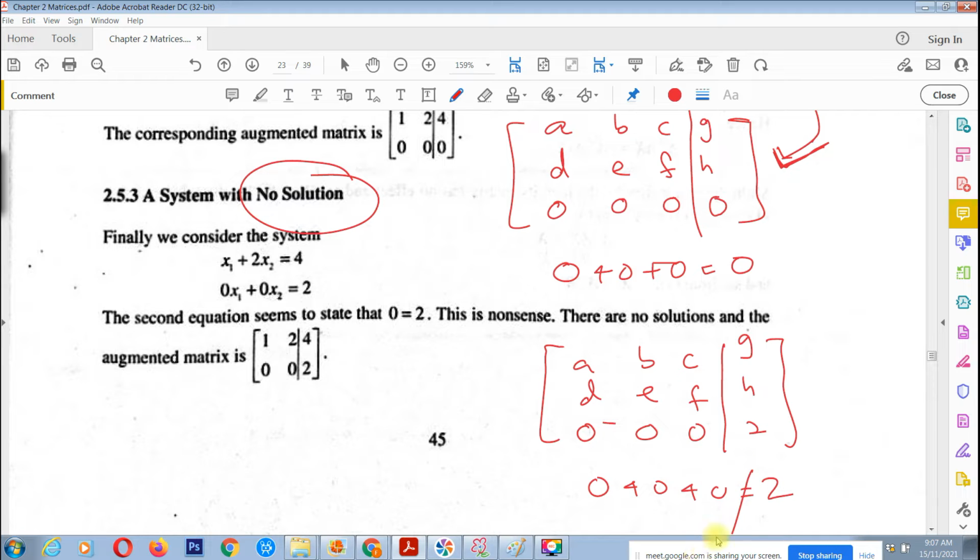So something is wrong here. It cannot be defined. So maybe here there is 0x1, 0x2, 0x3, 0x1, 0x2, 0x3. So we plus the 0 element, and then we got 2. That is impossible to happen. So that's why we call it a no solution of matrices.